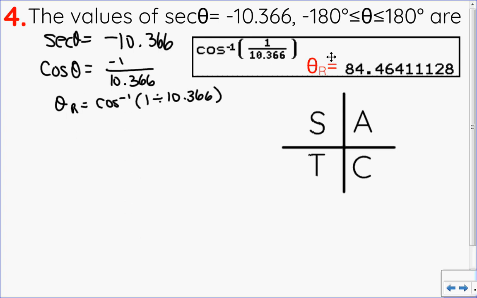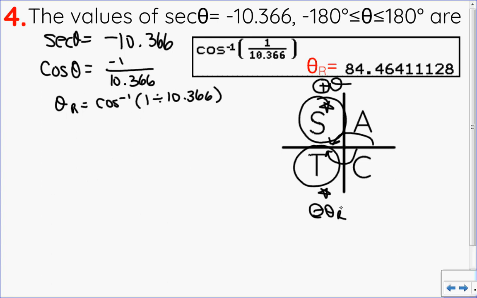Now, I'm not forgetting the fact that cosine was negative, so I want to look at where cosine is negative. I know cosine is negative in this quadrant and in this quadrant. So to find my first one, 0 to 180, that would be there. This would be my positive angle. And then I also have negative 180, so 0 to negative 180. I have an answer there. So here will be a positive angle. Here will be a negative angle.